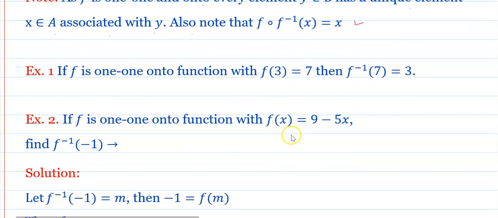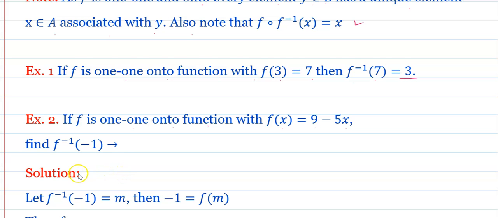Okay. Now the next example, an illustrative example. If f is one-one and onto function with f of 3 equal to 7, then f inverse of 7 is equal to 3. Second example, if f is one-to-one and onto function, f of x is equal to 9 minus 5x, then what is the f inverse of minus 1?